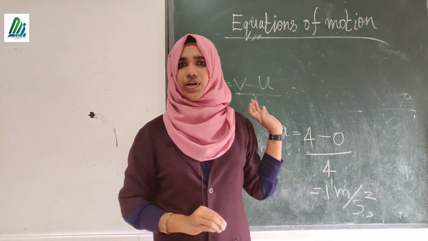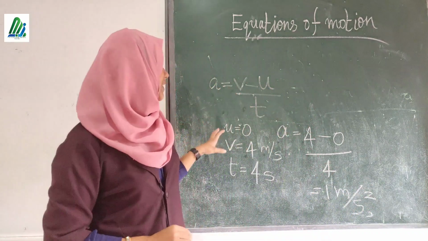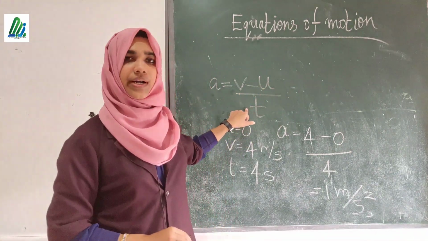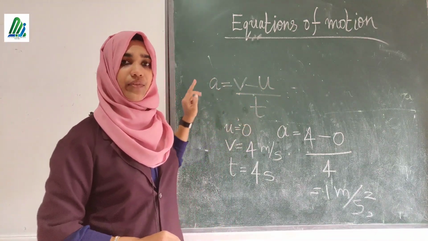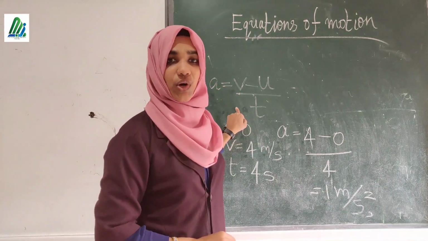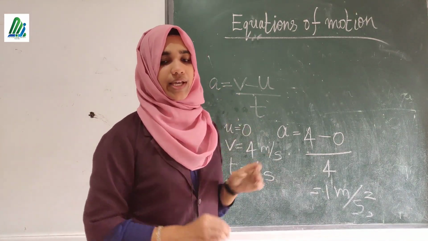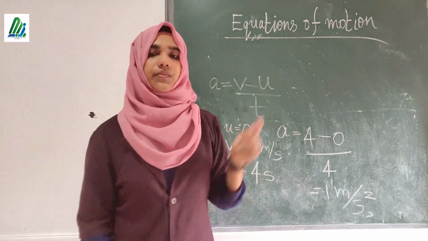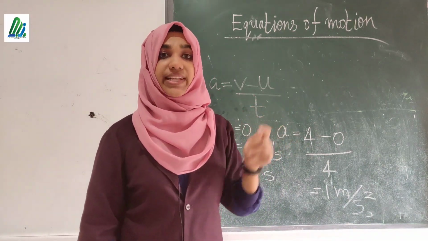Okay, I think all of you got it. From the box, we can easily get the values of V and U and also T. Here we found the acceleration of the stone in 4 seconds. Okay, so I think all of you got it. Next we move to the topic graph.